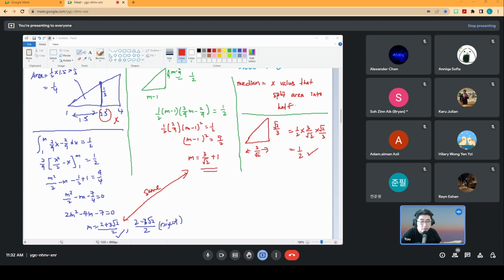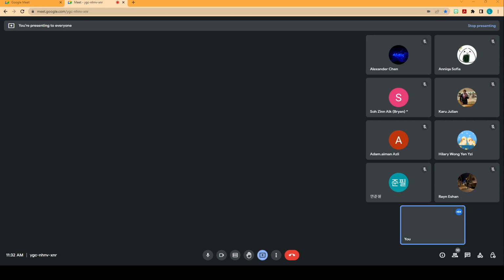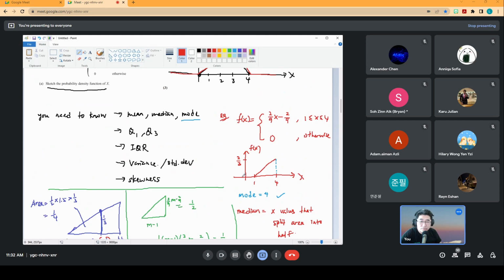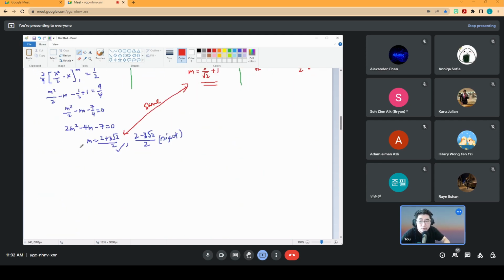Okay or not? Surviving or not? Okay. So this is the mode, this is the median. So what about the mean?